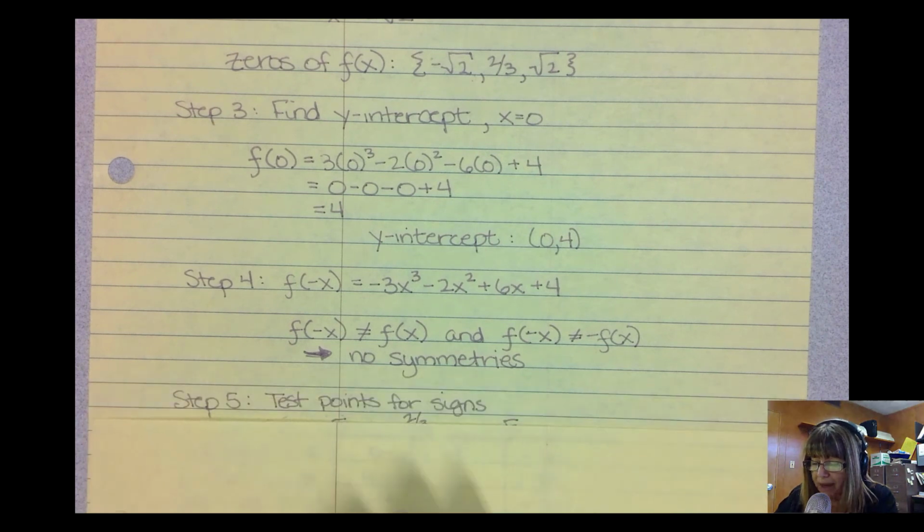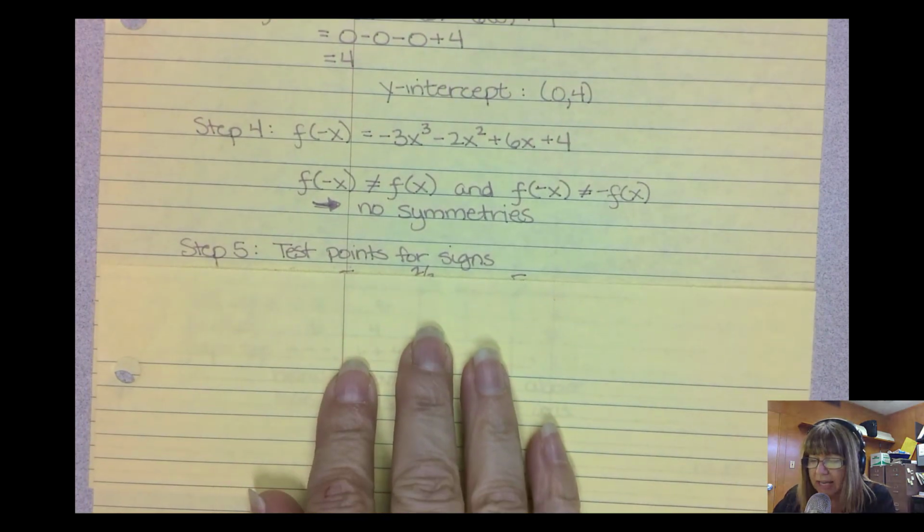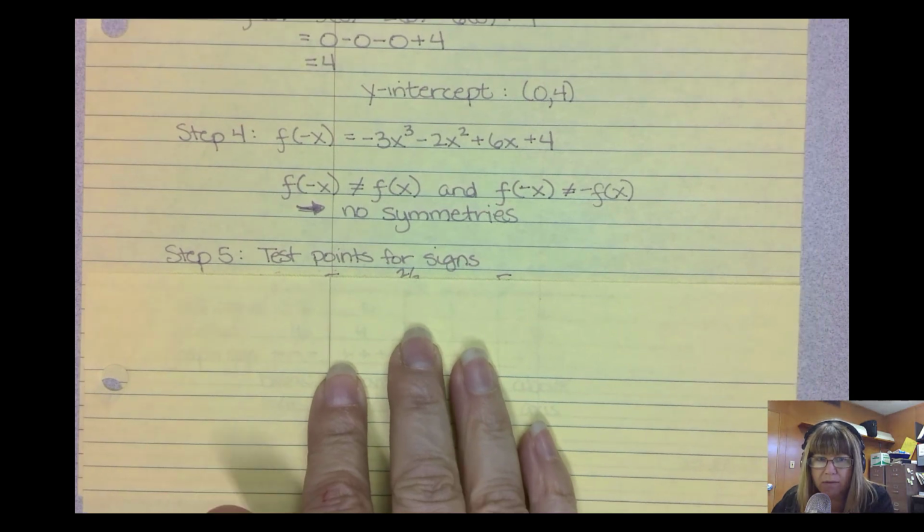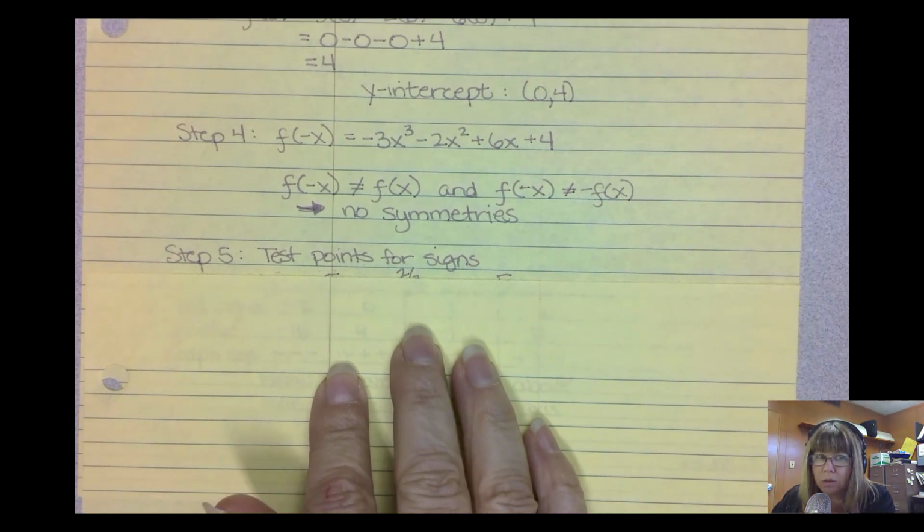Now we're going to test points for signs. Now you might be wondering, where are these steps coming from? In a previous lesson, we learned what steps we needed to take to graph a polynomial. So it's not the 7 we went through to find zeros. It's the steps that we are taking to graph a polynomial.